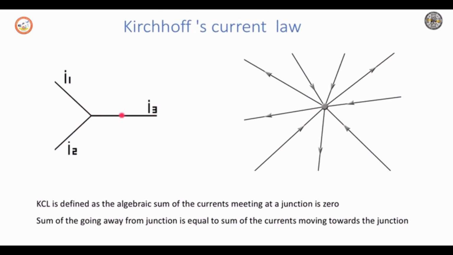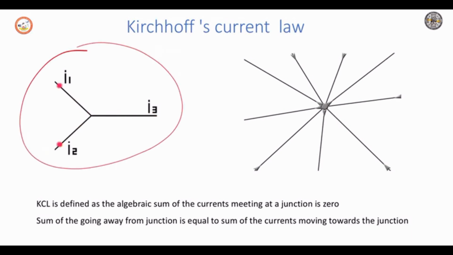Kirchhoff's law. So let us discuss Kirchhoff's current law and Kirchhoff's voltage law. Let us consider the first one, Kirchhoff's current law. As we know, Kirchhoff's current law states that the algebraic sum of all the currents meeting at a junction is 0.